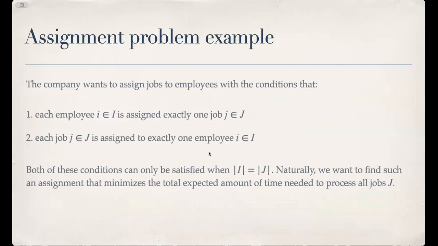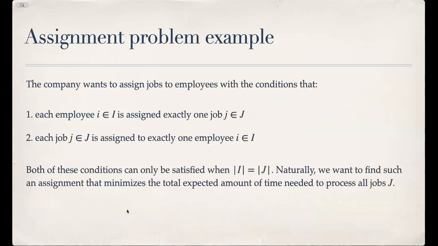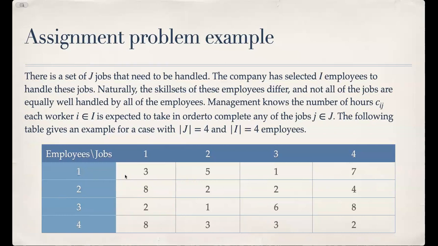And the next constraint. What is the next constraint? Each job is assigned to exactly one employee. Oh, sorry, I explained the second constraint, not the first constraint. Previously, I explained the second constraint. Each job is assigned to one employee. Yeah, but the same. Now we sum up this row, row-wise.